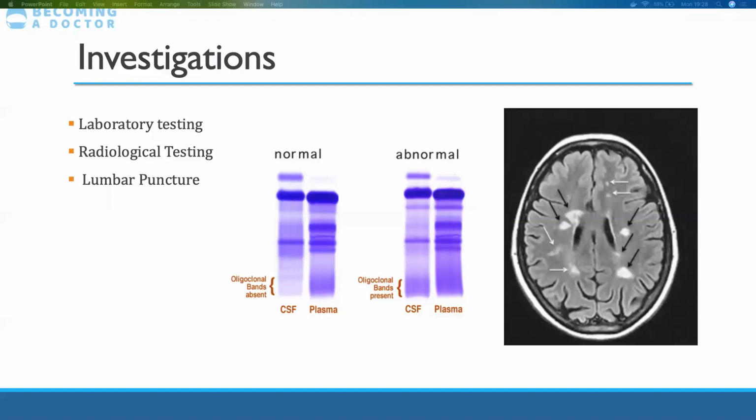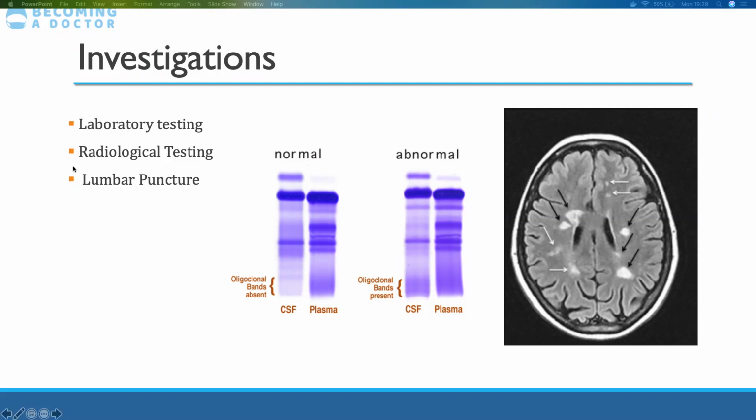MS. However, the main ones I would say are your urea and electrolytes, because loads of electrolyte disturbances can mimic MS symptoms. You want to also do calcium and angiotensin converting enzyme to rule out sarcoidosis. You want to do TFTs to rule out hypothyroidism. Vitamin B12, you want to test for that to rule out other causes of peripheral neuropathies. And they would also do an HIV serology to rule out HIV.